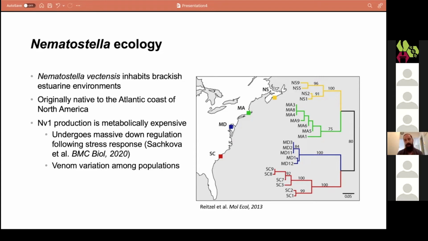And previous work has shown that NV1 is very metabolically expensive, and during times of stress is massively downregulated. And there appear to be population-specific differences in how animals respond to stress and how they regulate the expression of NV1, highlighting that venom is showing different population adaptations. We also have evidence that NV3, a paralog of NV1, has a restricted distribution, found only in the Northeast.